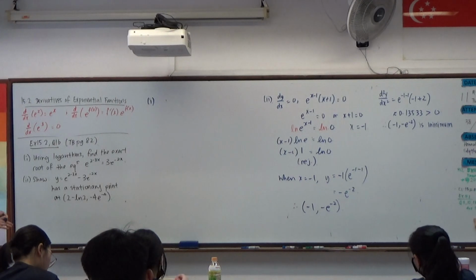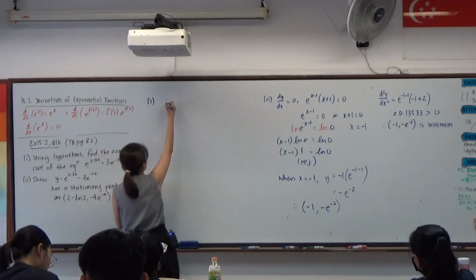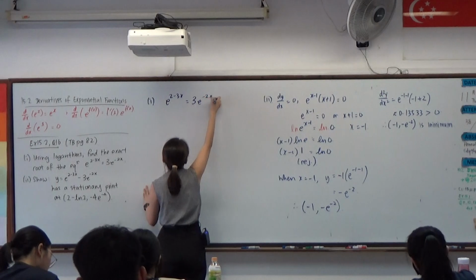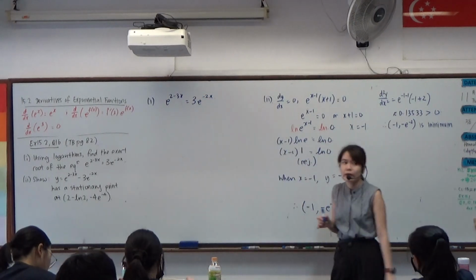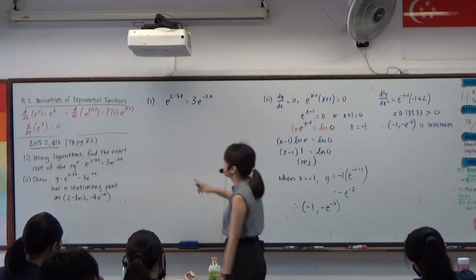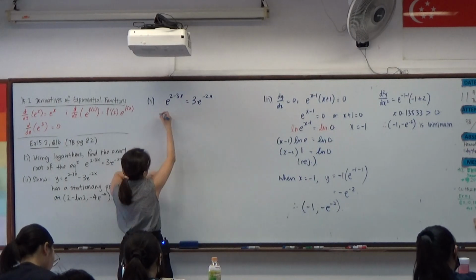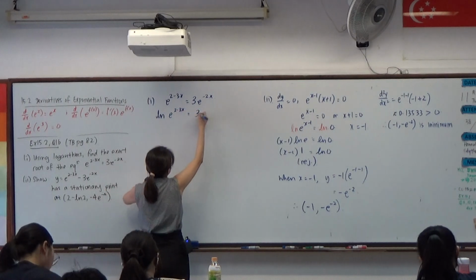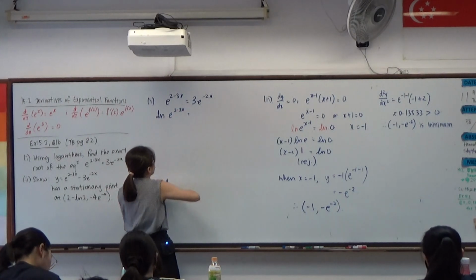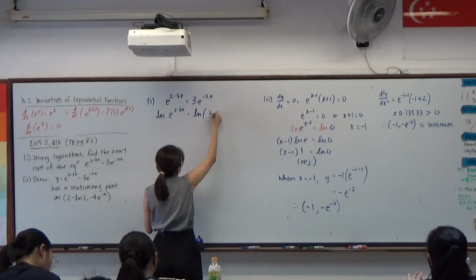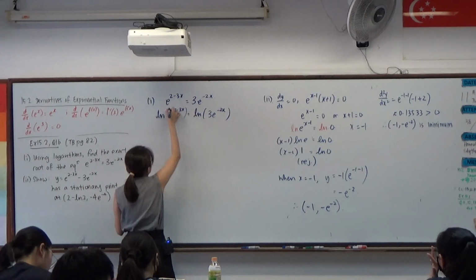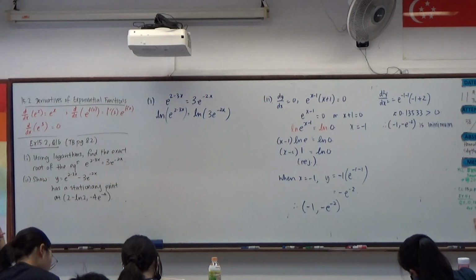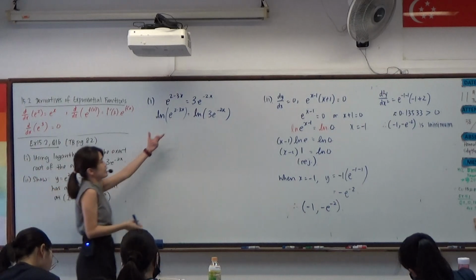You're expected to know that in order to solve e to the power of 2 minus 3x equals 3e to the power of negative 2x, you need to use logarithms. So how to use logarithms? Because our base is e, we should use the natural log. So we apply ln on both sides. When we apply ln on both sides, we're doing it for the entire function for each side. Therefore I put brackets around the function.